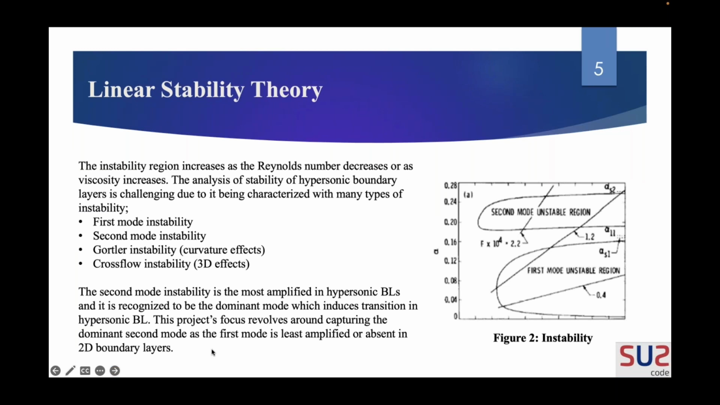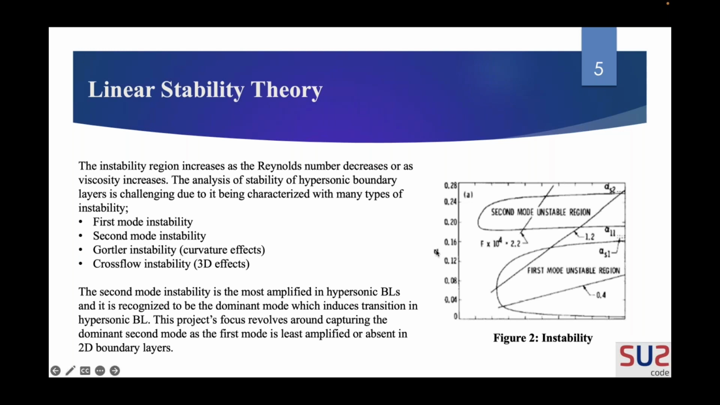When we talk about hypersonic boundary layers, there are four instabilities that come to mind. We'll be only focusing on the first mode and the second mode instability. The Görtler instability and the crossflow instability involve curvature and 3D effects, which is out of the scope for this particular project. Thus, we only focus on the first mode and the second mode instability. The first mode instability basically has eigenvalues of the lowest value, and the second mode has the second lowest eigenvalues.